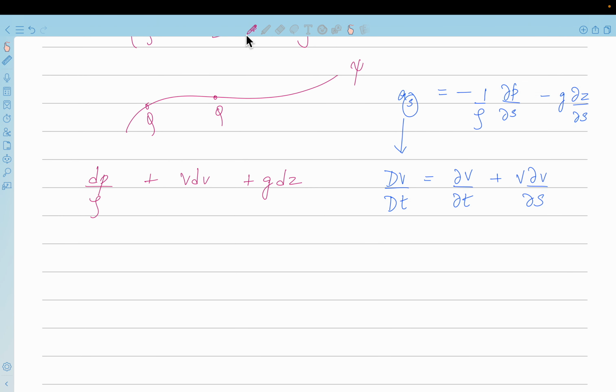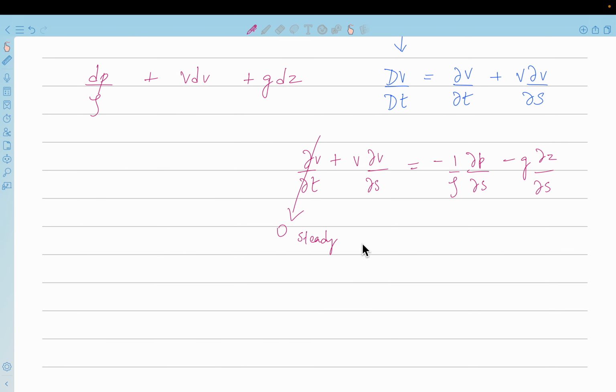So from here, in fact, you can see this is straightforward. You have ∂v/∂t plus v ∂v/∂s equals minus 1/ρ ∂p/∂s minus g ∂z/∂s. If we have steady flow, then this term becomes 0. And if I do the integration only along a particular streamline, I can take all the terms together. I can say v ∂v plus ∂p/ρ plus g ∂z is equal to ∂s over here.